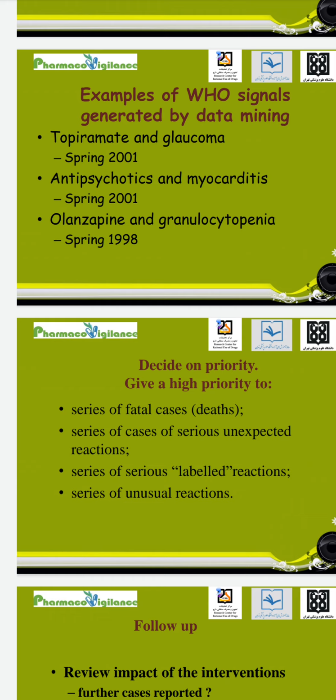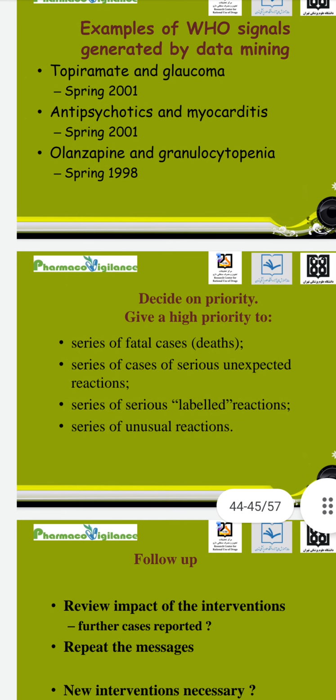Decide on priority. Give a high priority to series of fatal cases, series of cases of serious unexpected reaction, series of serious labeled reaction, series of unusual reaction. Again, decide on priority: give a high priority to series of fatal cases, death. If you have a death, this is a high priority. Series of cases of serious unexpected reaction, series of serious labeled reaction, and series of unusual reaction.